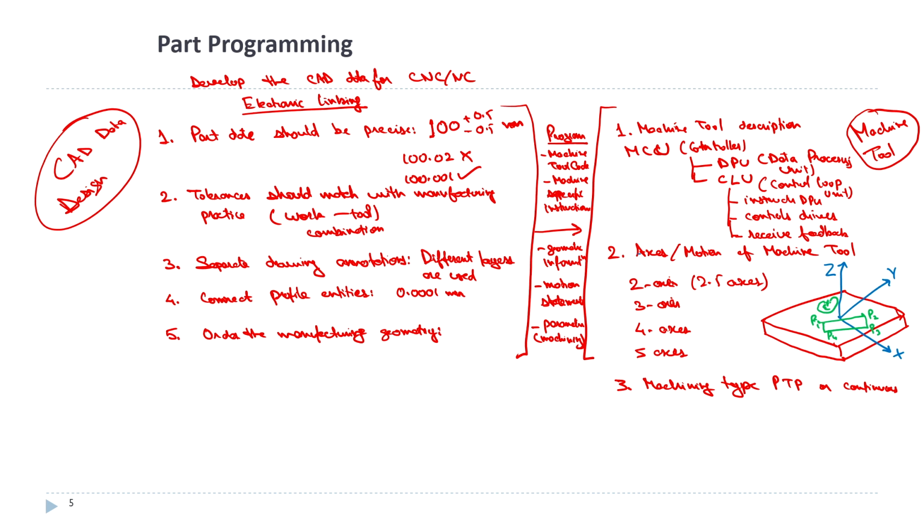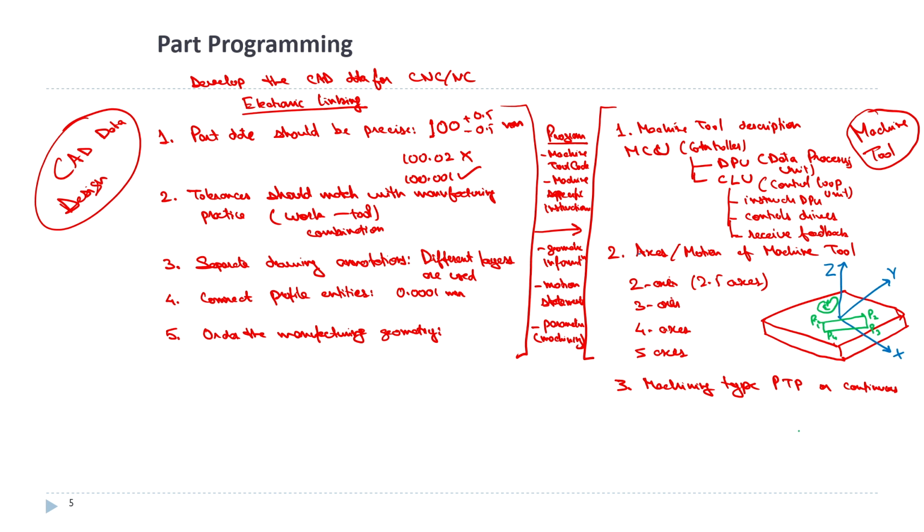So, a machine tool can perform two types of operations or two types of machining: the point to point and the continuous. Point to point machining is the simplest type of machining. The obvious example of this is drilling a hole at one point, then going to another point and drilling a hole at another point.